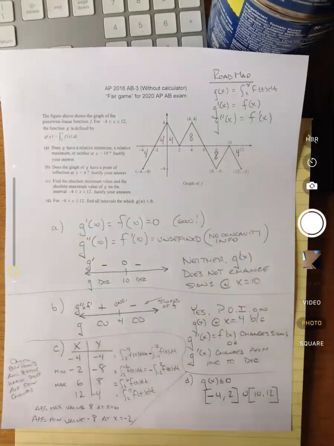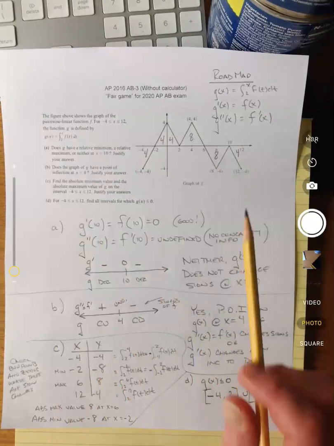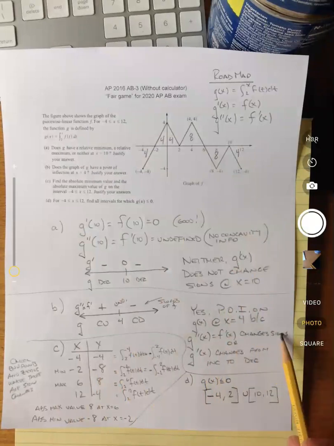And it doesn't matter if it goes positive, negative, negative, positive. There is a sign change. So there's 2 ways to justify this. So yes, there is a point of inflection at x equals 4 because G double prime, which equals F prime, I'm just repeating what I said up there, changes signs. That's based upon what I said here.